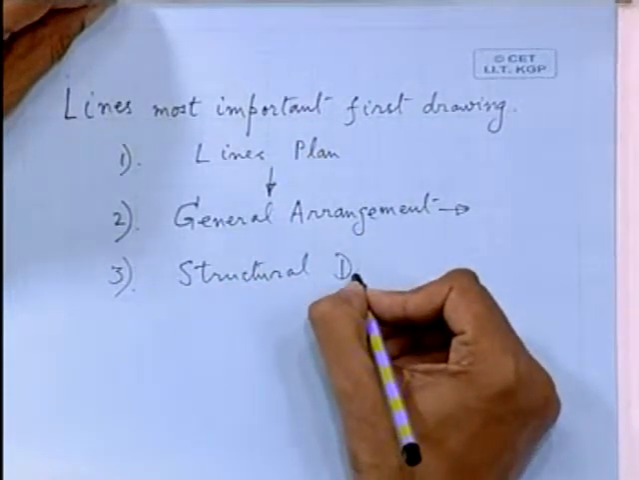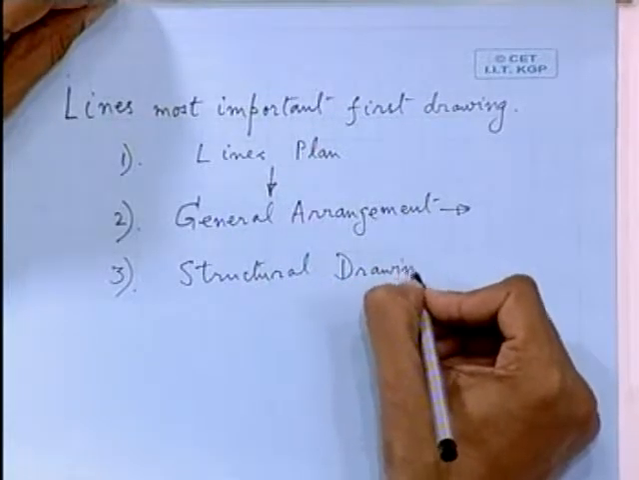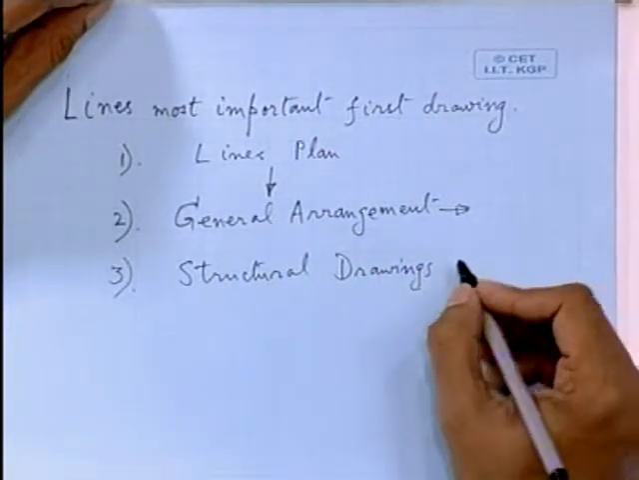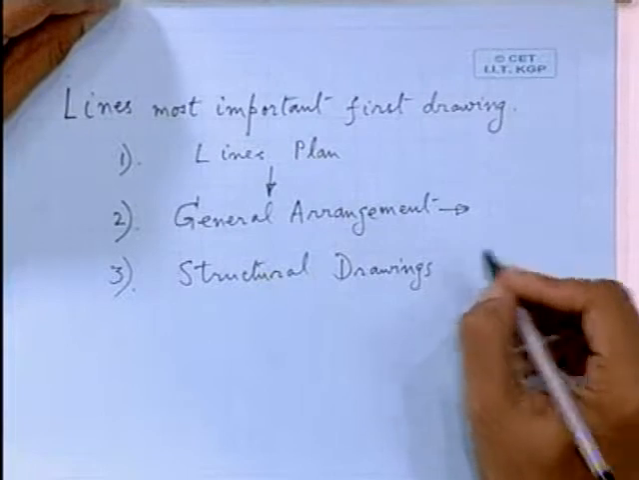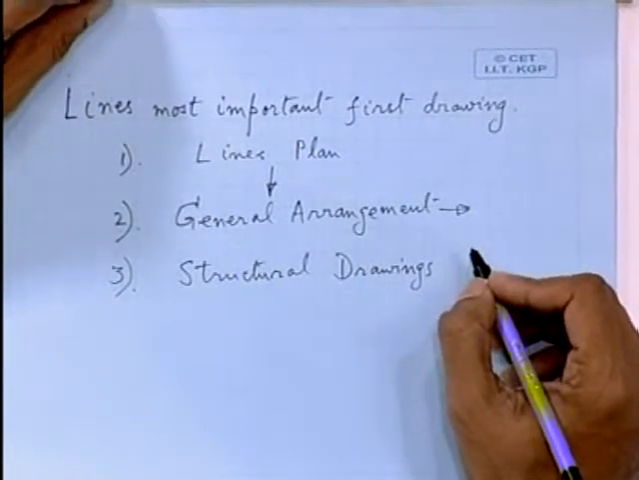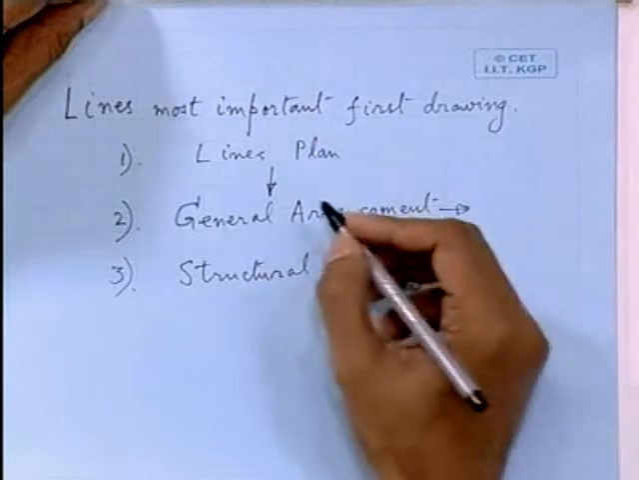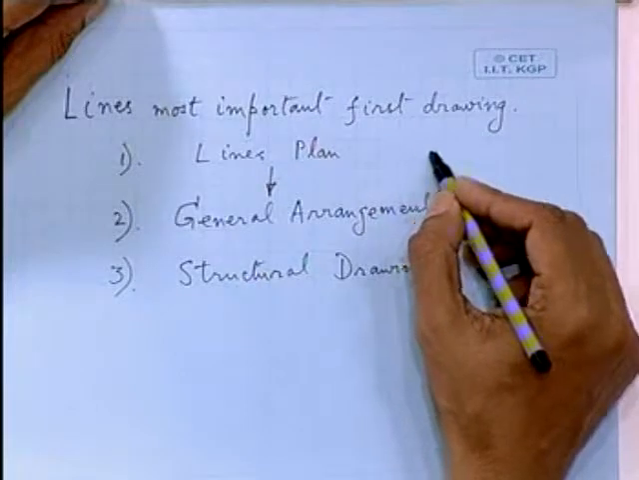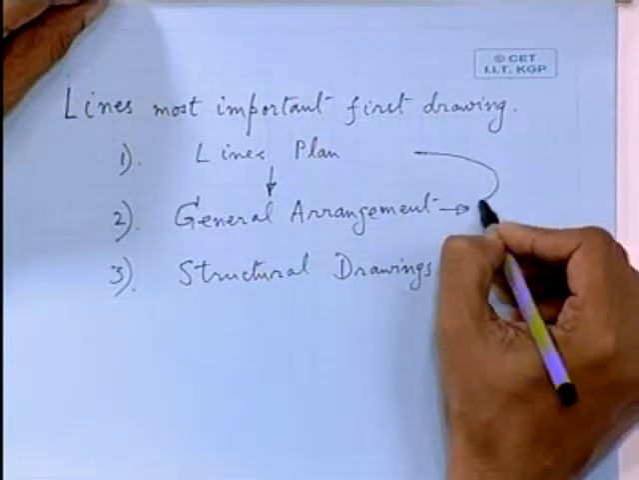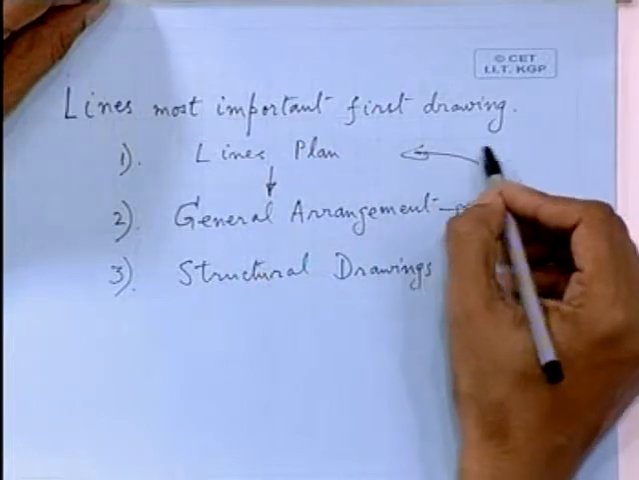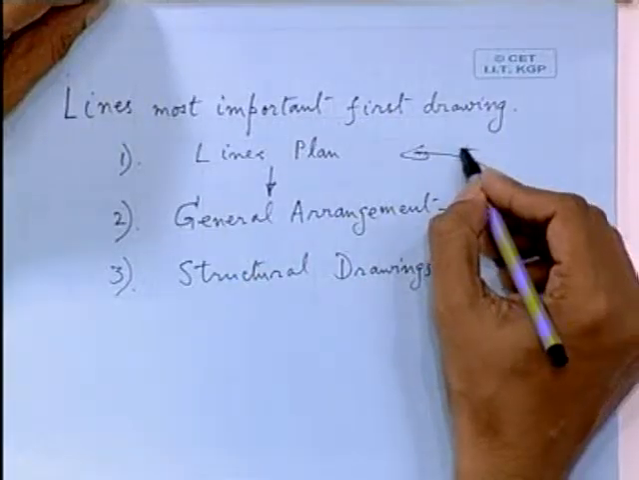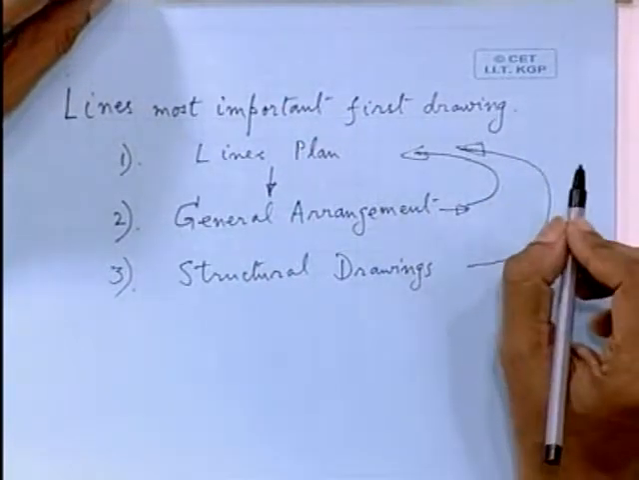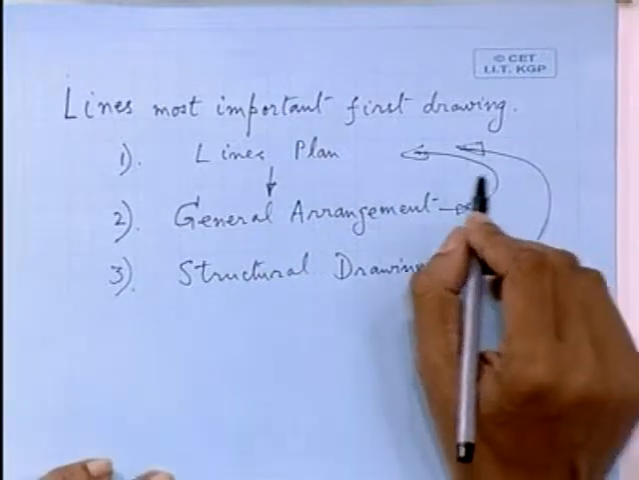Of course, the structural drawings do not come from the general arrangement drawing, they can come directly from the lines plan. These structural drawings are approved by the surveyor and given to the yard for fabrication of the ship. Now, all these drawings are related to this lines drawing. That is why I want to tell you that the lines plan is the most primary important drawing that one has to be very, very careful about, because all the other drawings emanate from this lines plan.